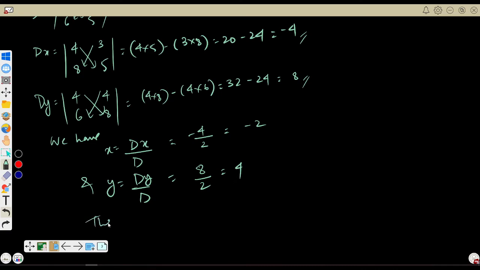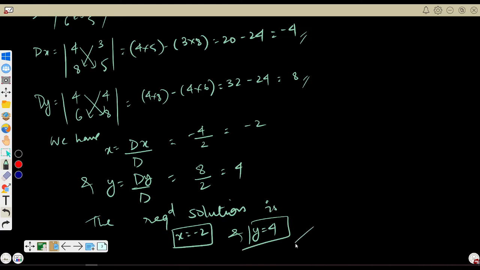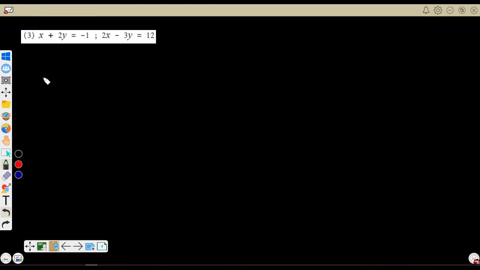So the required solution is x is equal to minus 2 and y is equal to 4. This was the required solution. I hope this is clear to you. Moving on to the next sum.